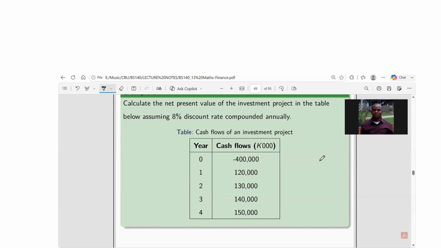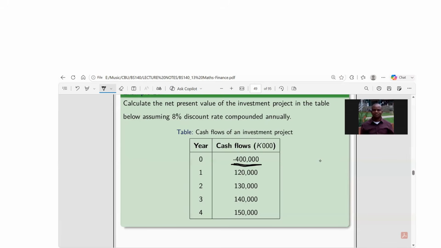compounded annually. Now, here, things are easier for you because you can see that at time zero, you are given a negative there, 400,000. Sometimes this negative cannot be shown to you. It will just be given to you that at year zero, you have 400,000. How are you going to know that this is negative? Why? Because at year zero, that's a time when you make an investment. You haven't started gaining anything.